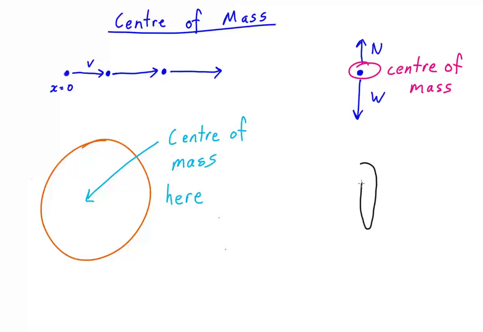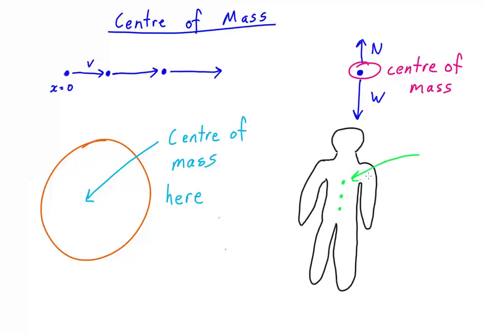It's in the center. But for other objects, like people, it's not so easy to figure out where the center of mass is. It's probably in the middle somewhere, but exactly where is tricky. So, how could we define center of mass?